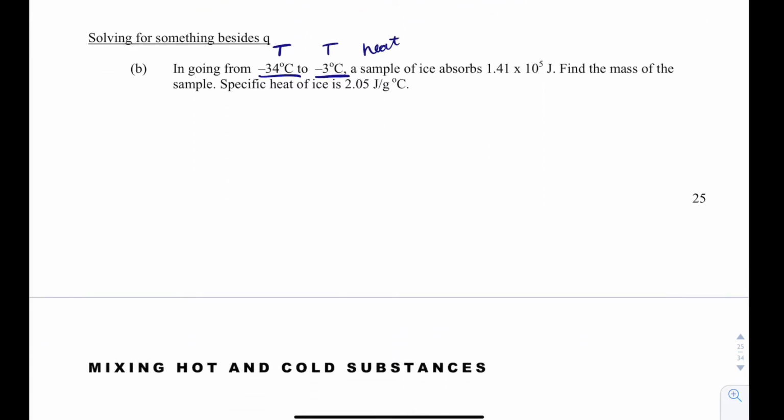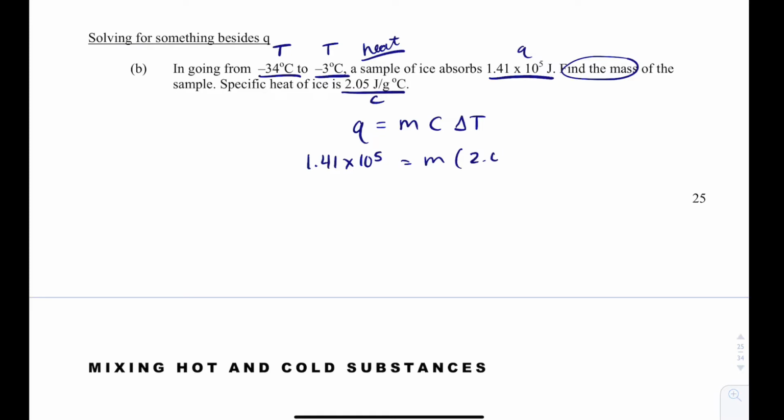So again, here our Q should be positive, and it says our sample absorbs 1.41 times 10 to the 5th joules. We want to find the mass of the sample, and again, the specific heat of ice is 2.05 joules per gram degrees Celsius. So our formula is Q equals MC delta T. Our Q is 1.41 times 10 to the 5th joules. That equals our mass, which we don't know right now, times 2.05 joules divided by grams degrees Celsius. Our final temperature was negative 3 degrees Celsius, and our initial temperature was negative 34 degrees Celsius. I'm going to go ahead and multiply those two numbers in parentheses.